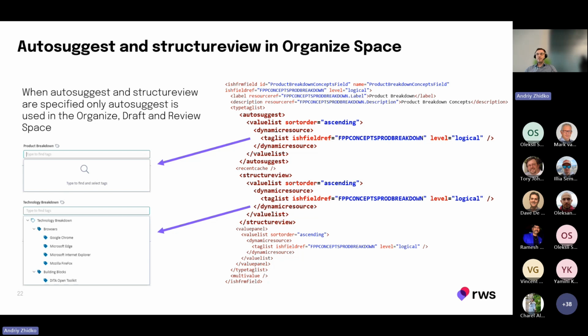However, in organized space or collective spaces, the behavior is different. So you need to choose the ones that you're going to use. So either auto-suggest or structure view or value panel. Because if multiple are configured, the auto-suggest always wins. So please take this behavior into account and choose the UX control that suits you better.